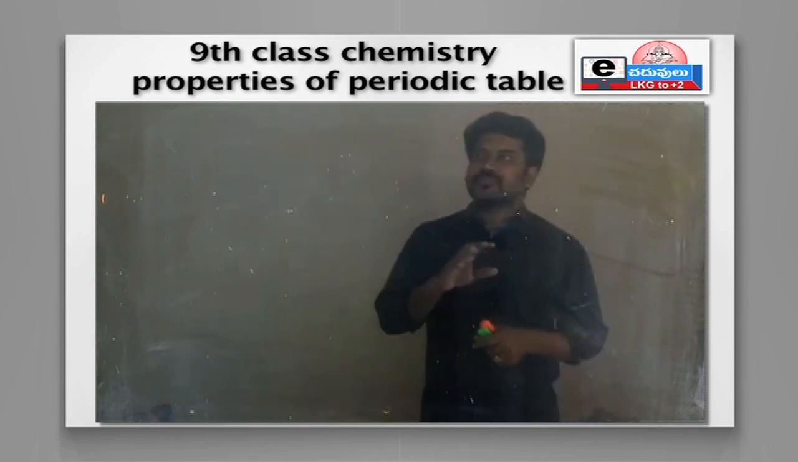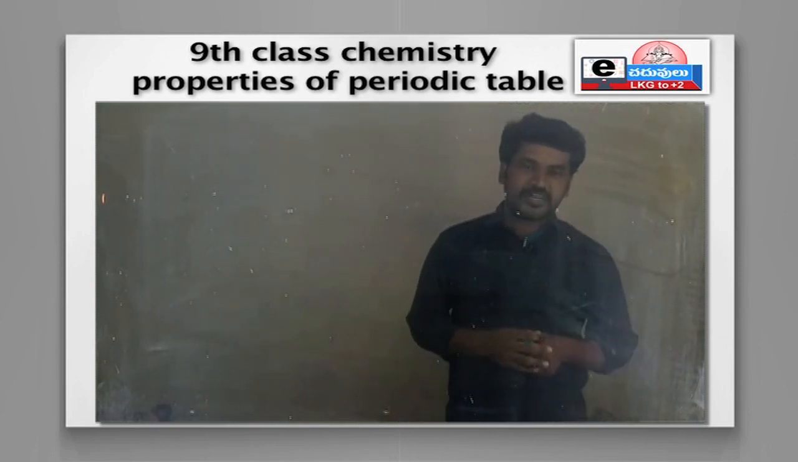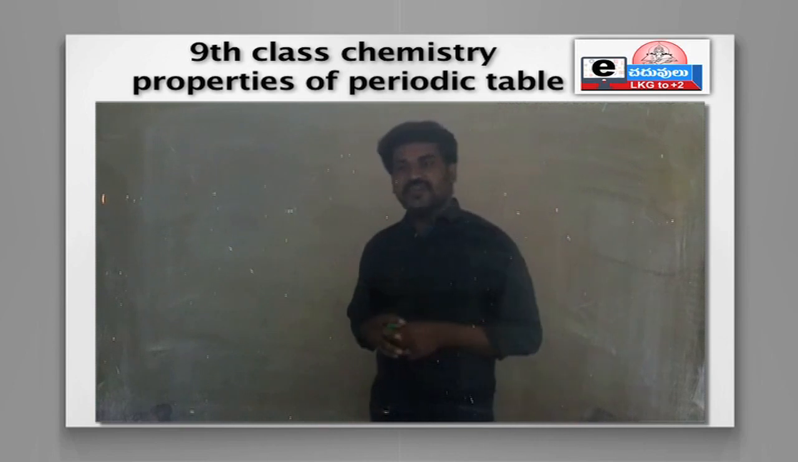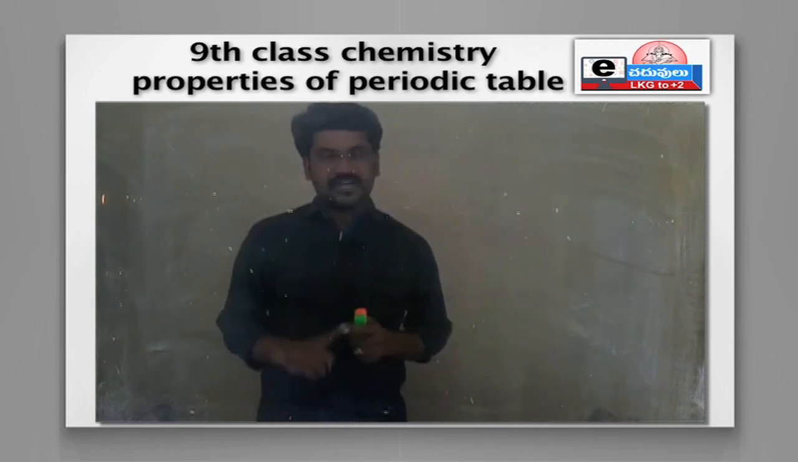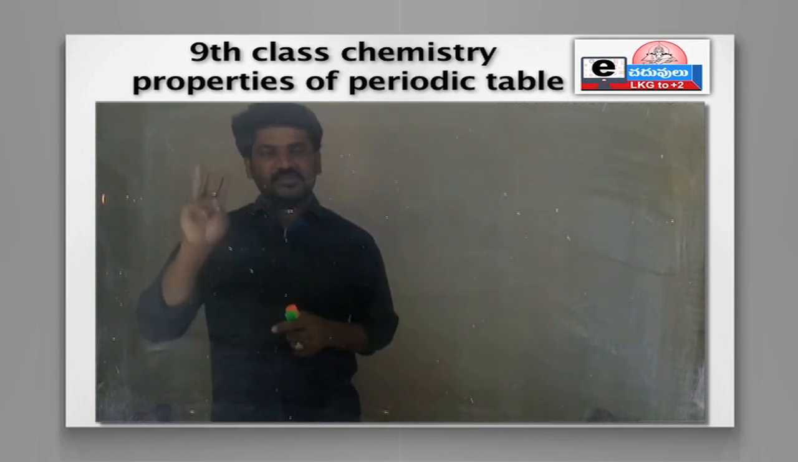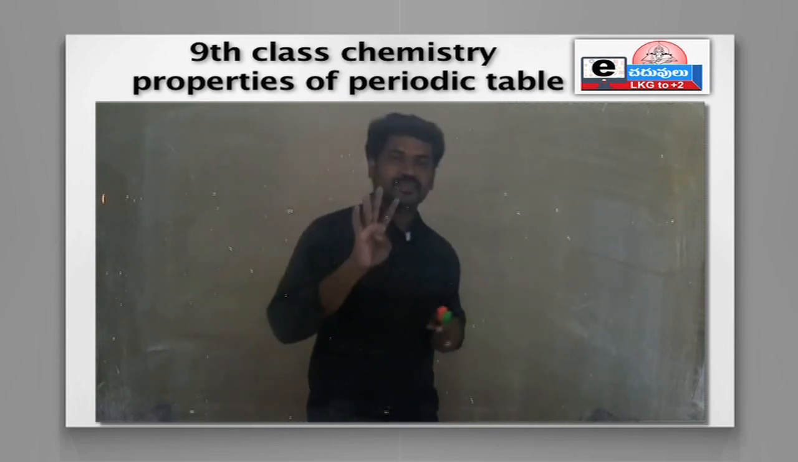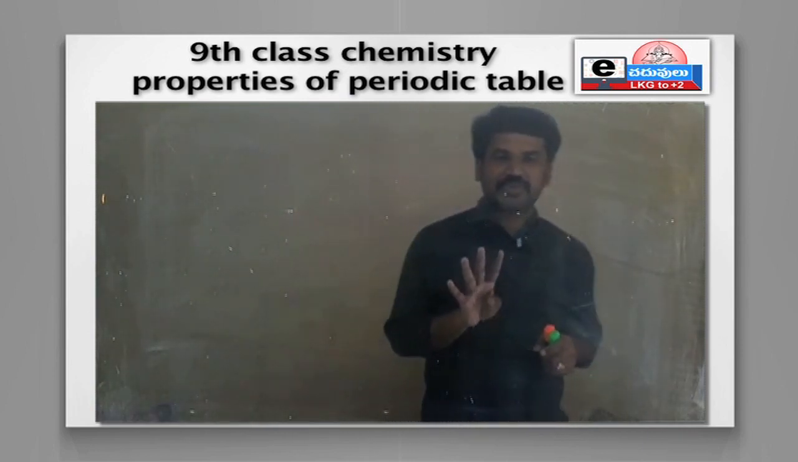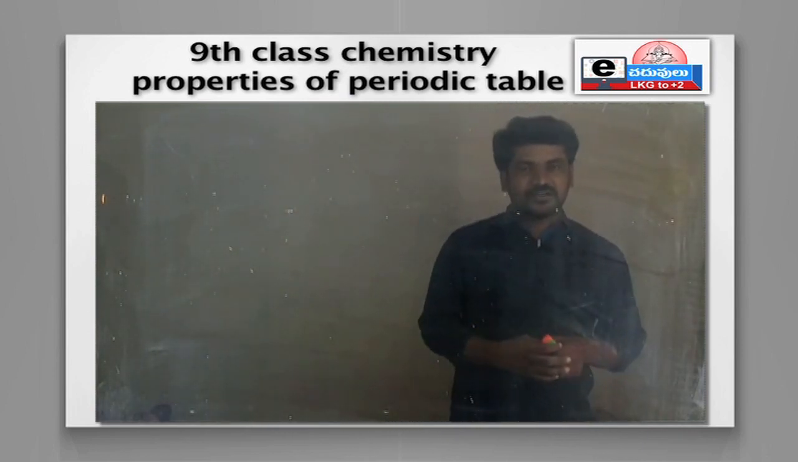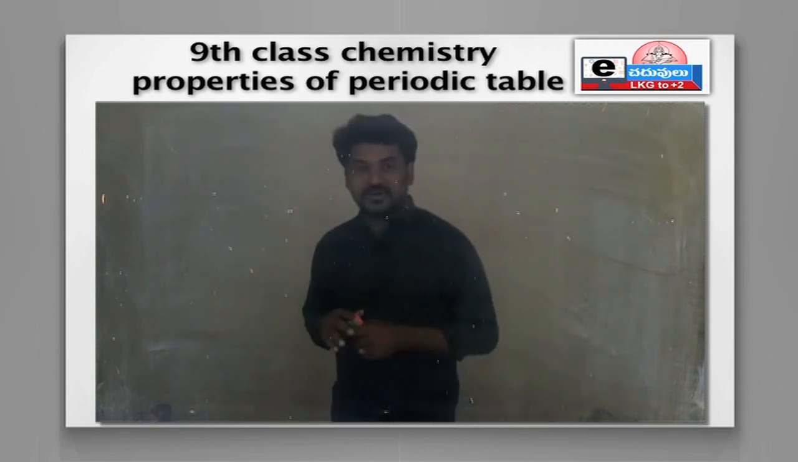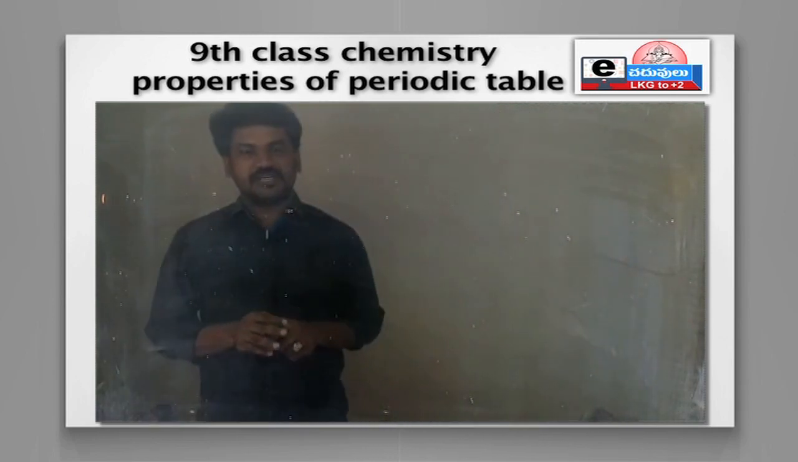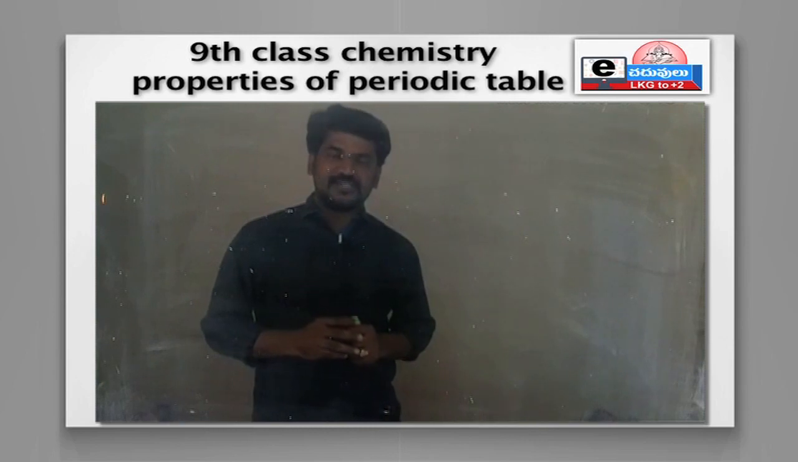And what are the factors affecting ionization energies? The factors are nuclear attraction, atomic radius, screening effect, and, as we discussed, stable electronic configurations, and orbitals also. These are the factors affecting ionization energy.